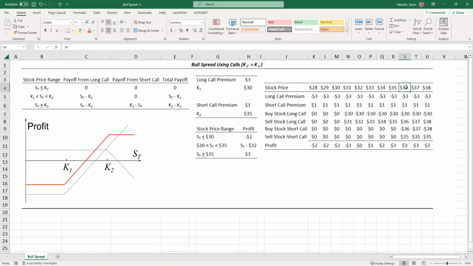Stock price of 36. $3 went out to buy the call. $1 came in when you sold the call because an exercise happened at the strike price on the long call. $30 go out. But 36 come in because of the stock price and that position. But then the short call flips a little bit because now 36 go out because you're in a different position. However, the strike price is 35, so you have to settle for 35. And when you net that out, you get $3.